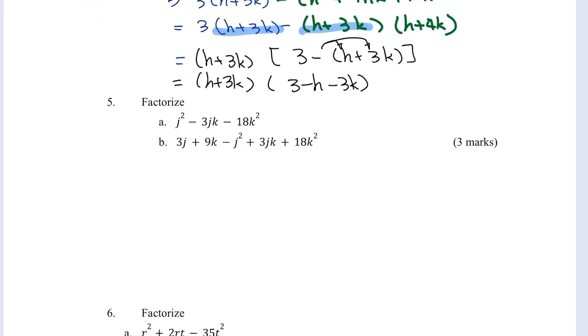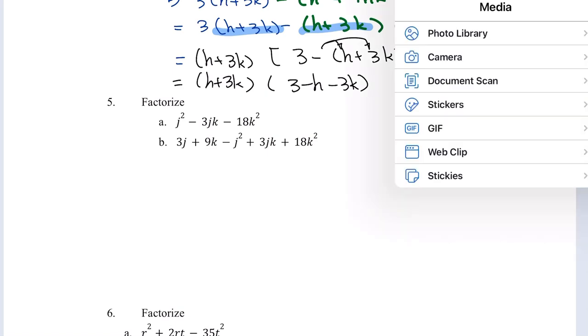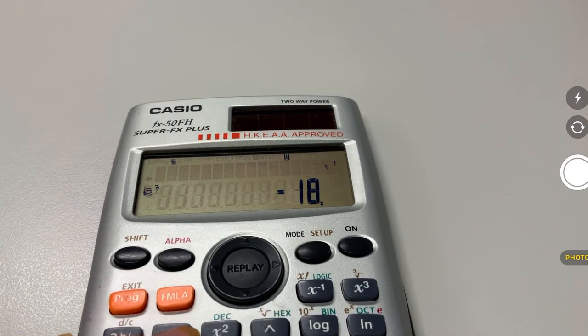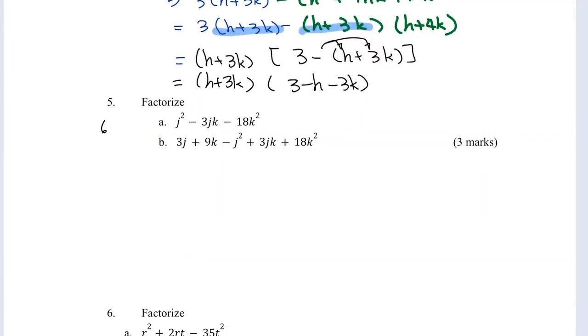1, -3, -18. So 1, -3, -18, you get the answer as 6 and -3. 6 and -3. When 6 goes there, it becomes -6. And then this will be +3. So your part A answer is J minus 6K, J plus 3K. And that's your answer. Did I do something wrong? I hope I did not. Or maybe the question is wrong itself. We don't know. Let's just continue first.